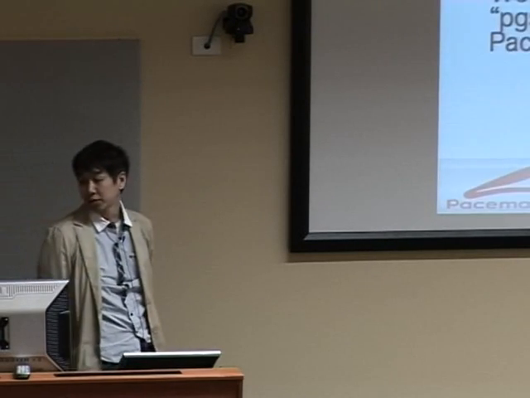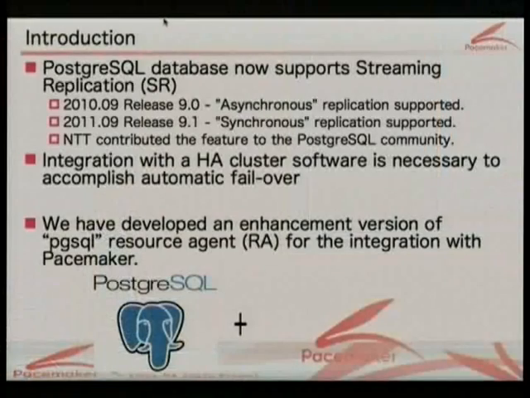And now the recent version of PostgreSQL supports streaming replication. As of 9.0, it supports asynchronous mode, and as of 9.1, released last September, it supports a synchronous mode, which is very important for high availability clusters. And for a real production system, we need integration with high availability cluster software such as Pacemaker for automatic failover. So my talk today is about enhancement of the resource agent, which is the glue between the HA cluster and the application script.